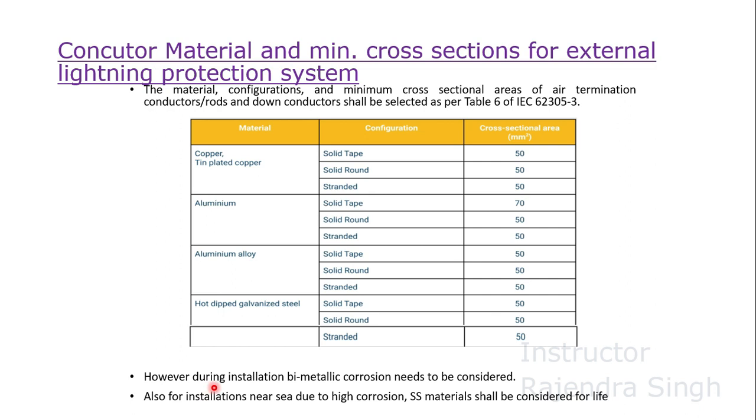However, as a word of caution, during installation, bimetallic corrosion provision needs to be considered. Also, for installations near the sea, due to high corrosion, SS material shall be preferred for better life of the earthing and lightning down conductors.